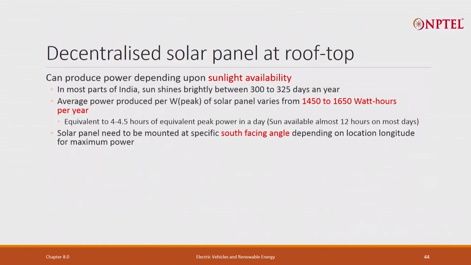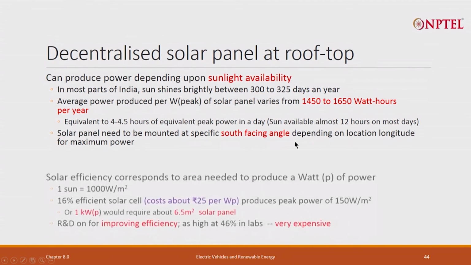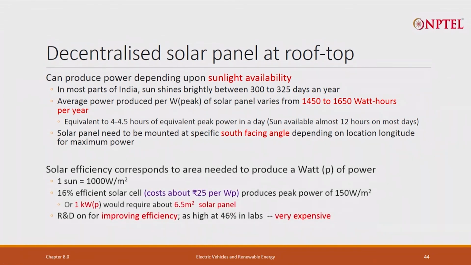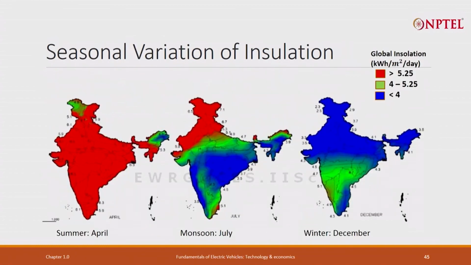So, that is how the economics works out. There is a very interesting thing: can you put solar panels on rooftops, called decentralized solar panels? This will give you 1450 to 1650 kilowatt hours, south facing, and you can calculate the cost at about 25 rupees per watt peak. I will work on the economics and all kinds of things about this later on in the chapter.